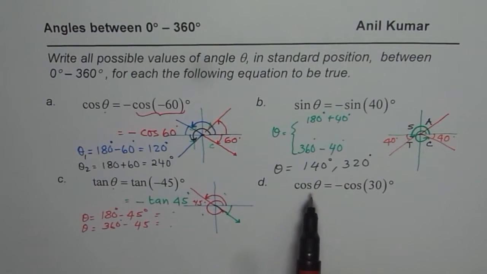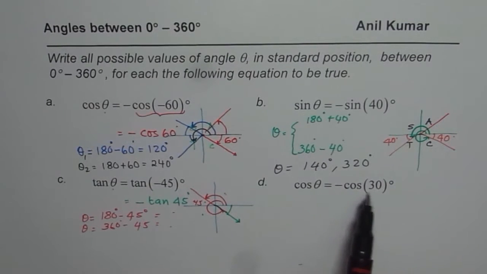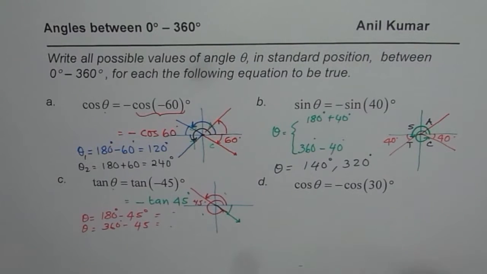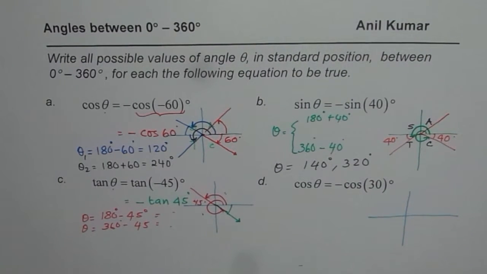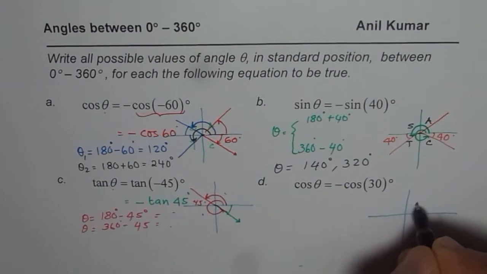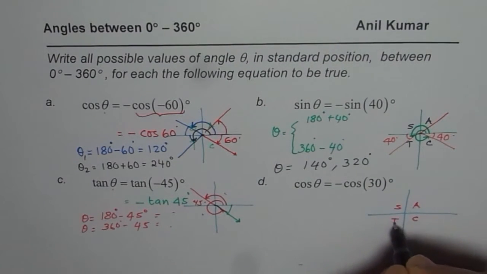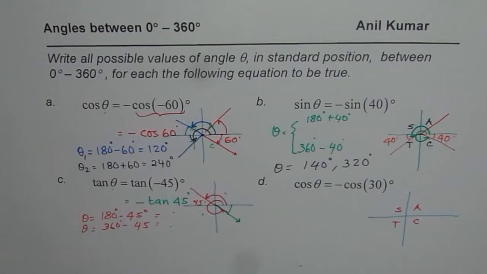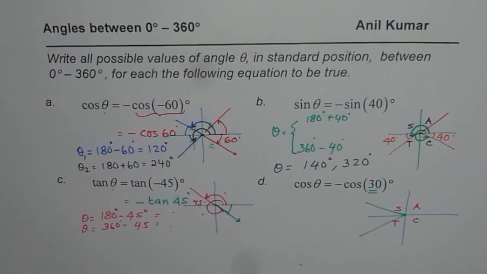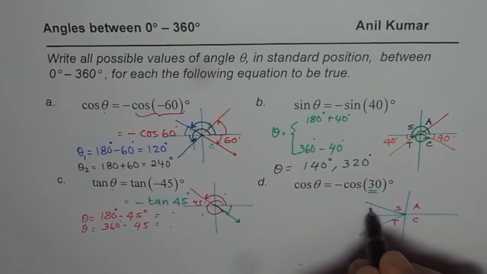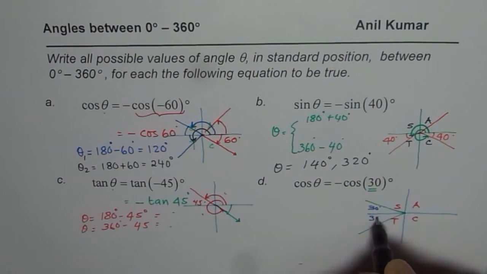On the other hand, we have cos theta equals minus cos 30. So cos is negative. That means we are looking for which quadrants? As you know the rule, right? Some people write it as the CAST rule. These are different ways of understanding the same thing. Cos is negative in these two quadrants, correct? And in both quadrants, we have an acute angle of 30. So figure out the acute angle. That helps you get the right answer.